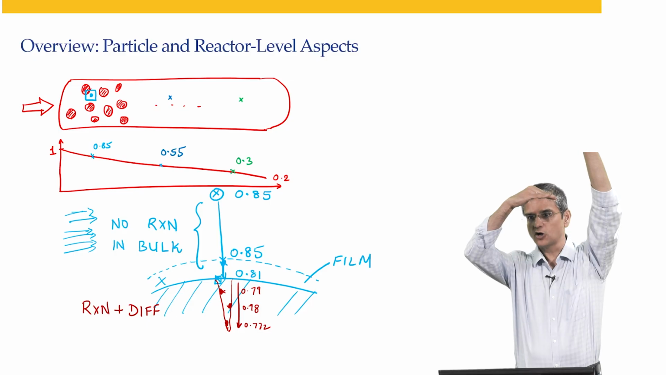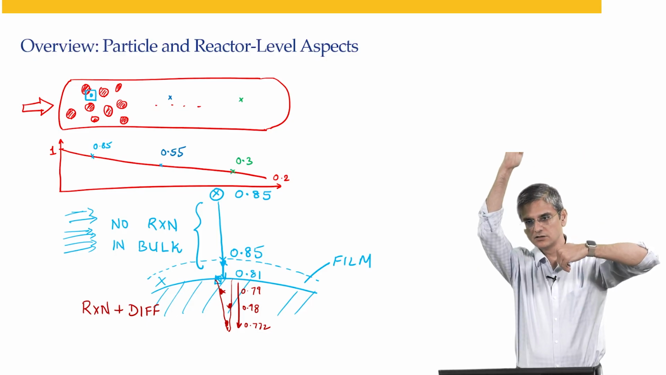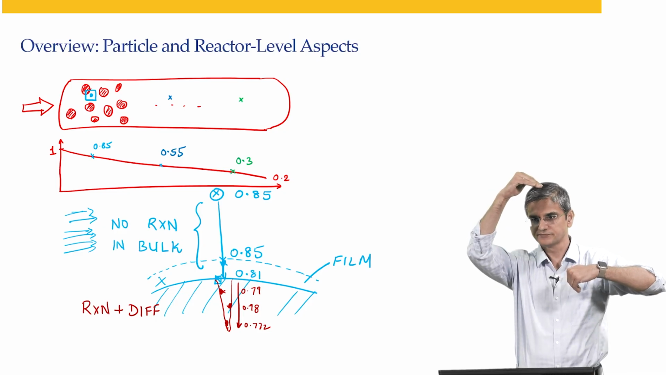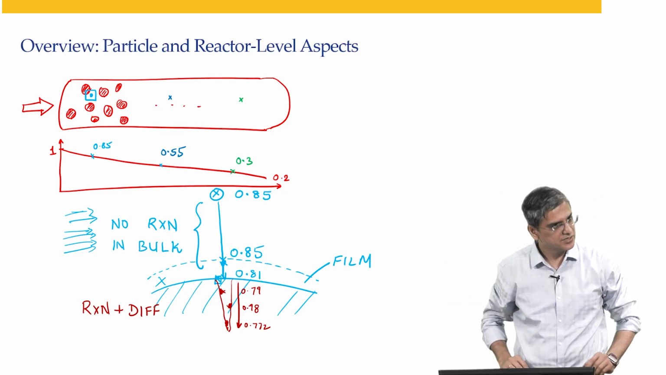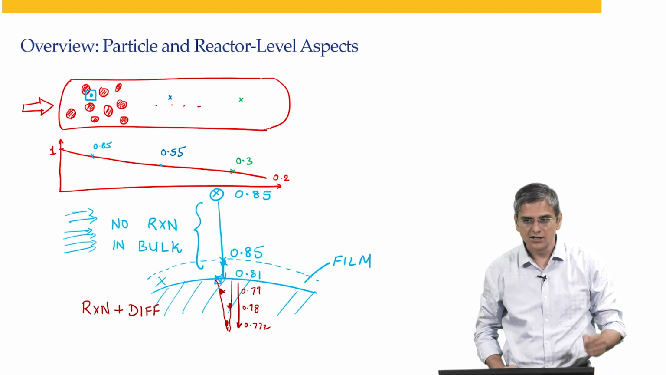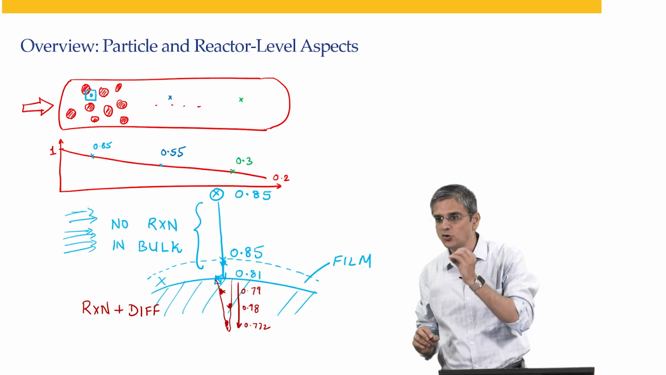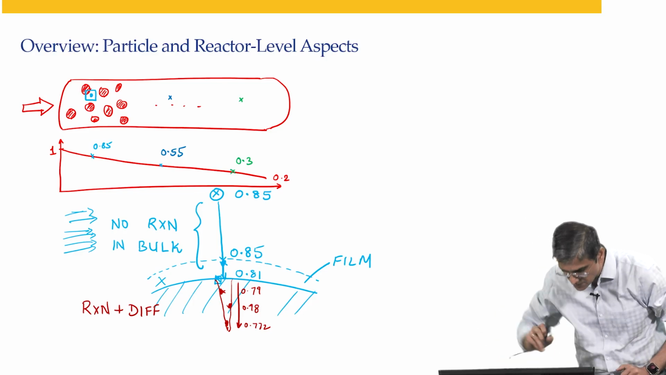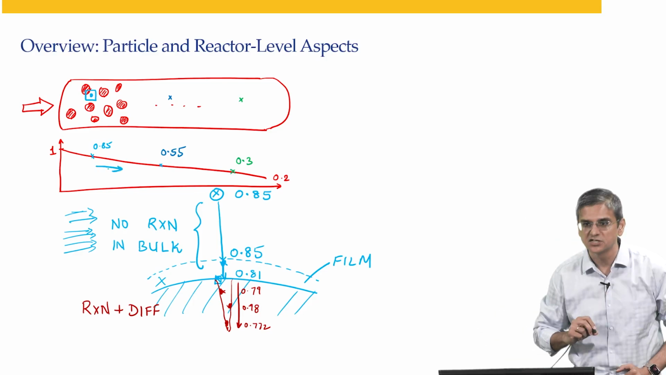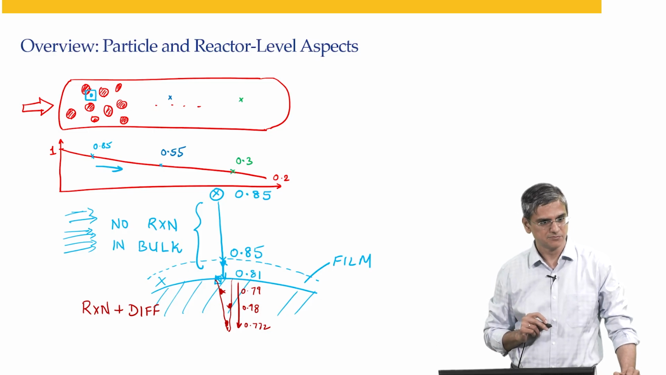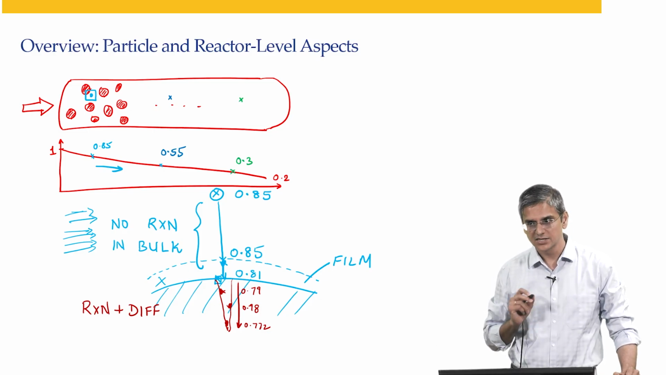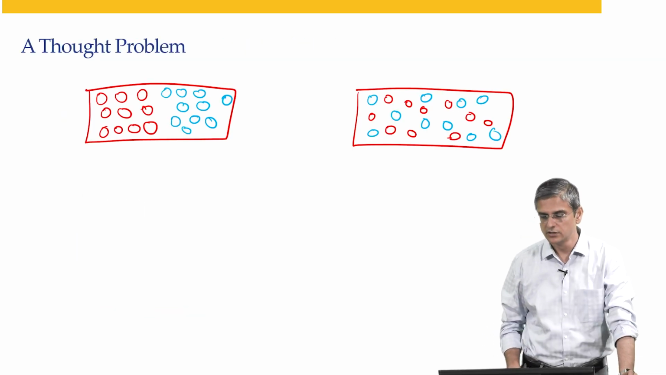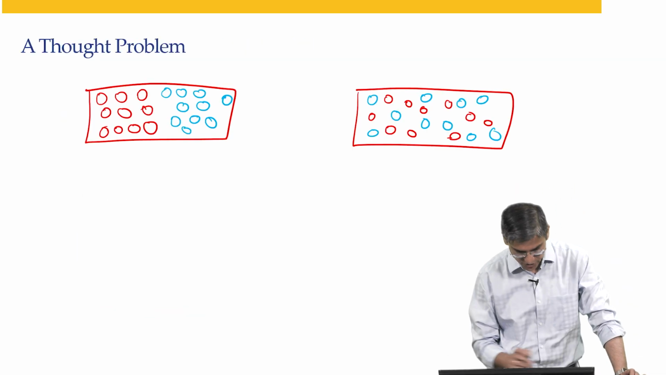From the bulk to the top of the film, 100; from the top of the film to the surface, 196. That is our imagination. Where does this difference of 4 get accounted for? This difference of 4 gets accounted for by the reason why concentration is falling in this direction. That is how it accounts for it. So that is about diffusion.